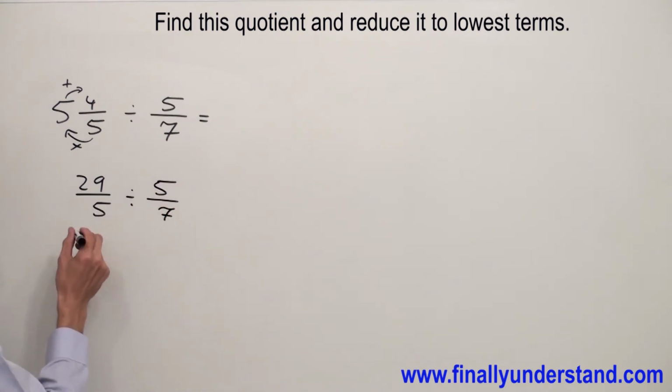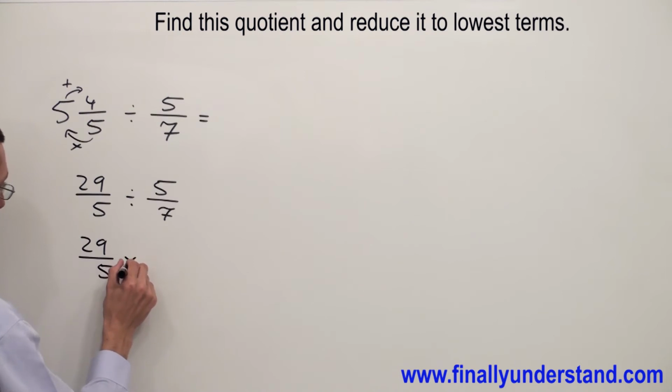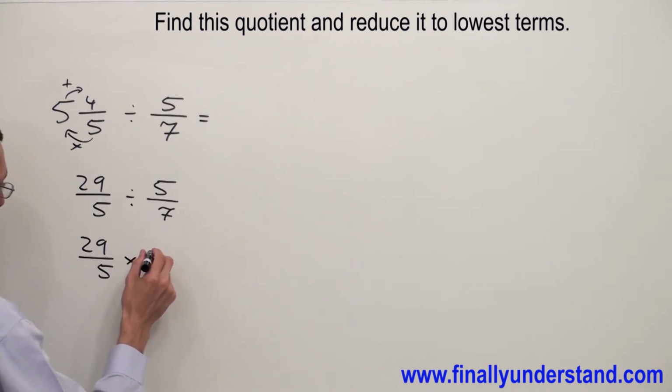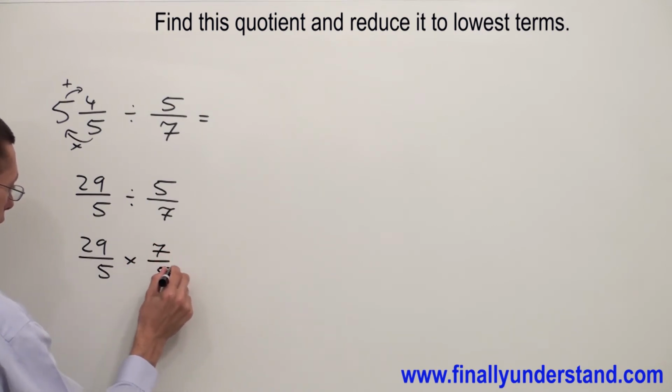Anytime you divide fractions, you have to copy down the first one. So I have 29 over 5. You have to change division to multiplication, and the second fraction we have to flip upside down. We have to find the reciprocal of the second fraction. We have 7 over 5.